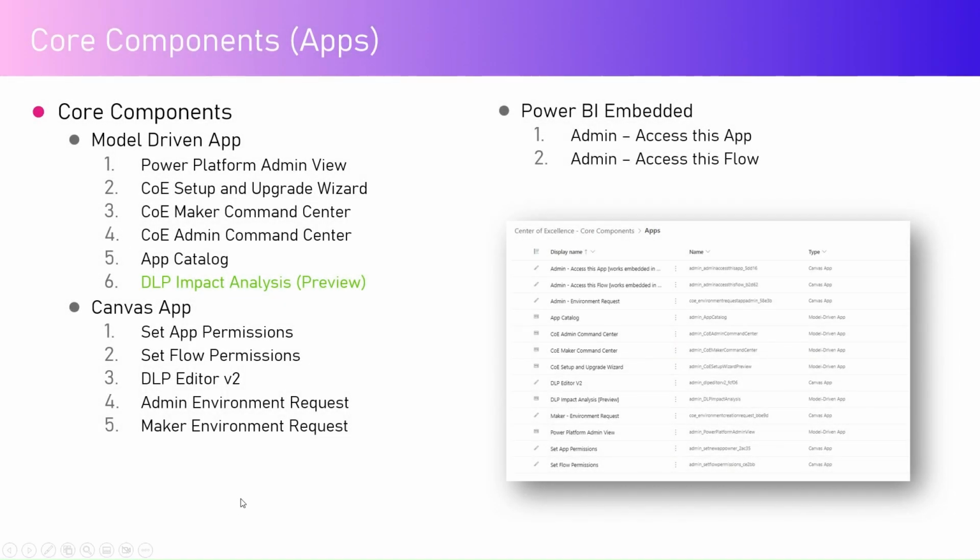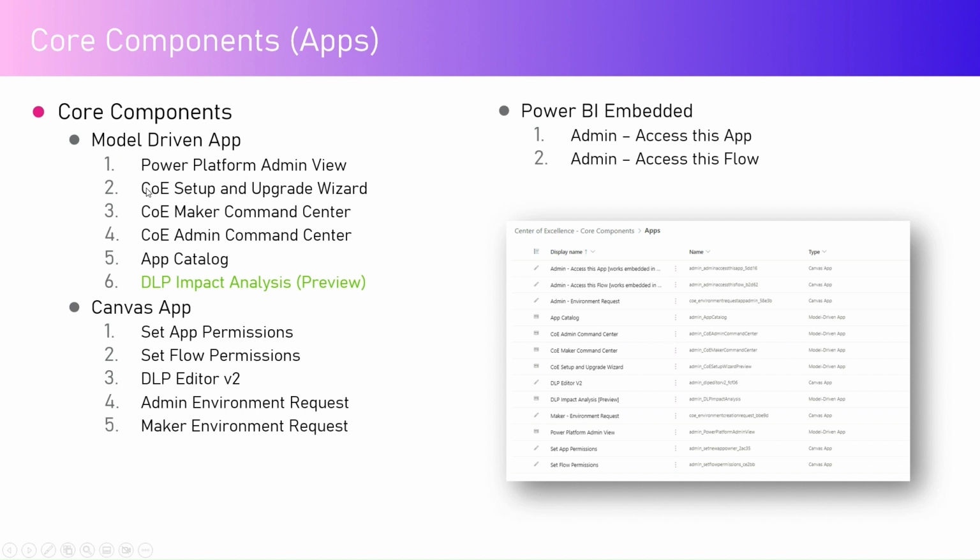So these are some of the listed apps within core components. Now, I have segregated the apps into model-driven apps and Canvas apps. And there is something called a Power BI embedded app. For core components, I have model-driven apps. There are six model-driven apps: Power Platform Admin View, CoE Setup and Upgrade Wizard, CoE Maker Command Center, CoE Admin Command Center, App Catalog, and DLP Impact Analysis.